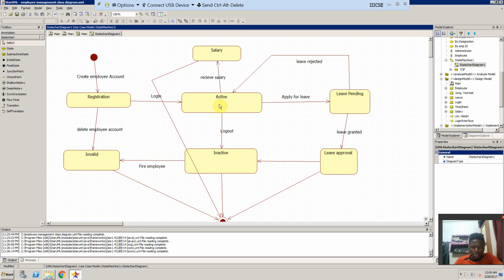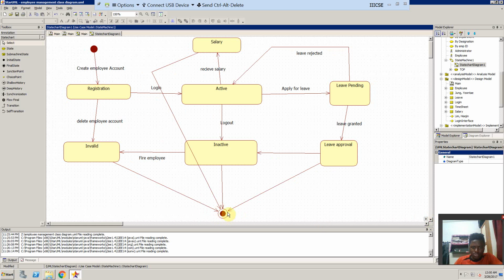Now from this active state, the employee can receive salary, and the salary can go to the end state. The end state is denoted by a solid circle inside the surrounding circle. Or the employee can apply for leave, and it goes to a leave pending state, which is an intermediary state where the admin determines whether the employee is qualified for the leave or not.